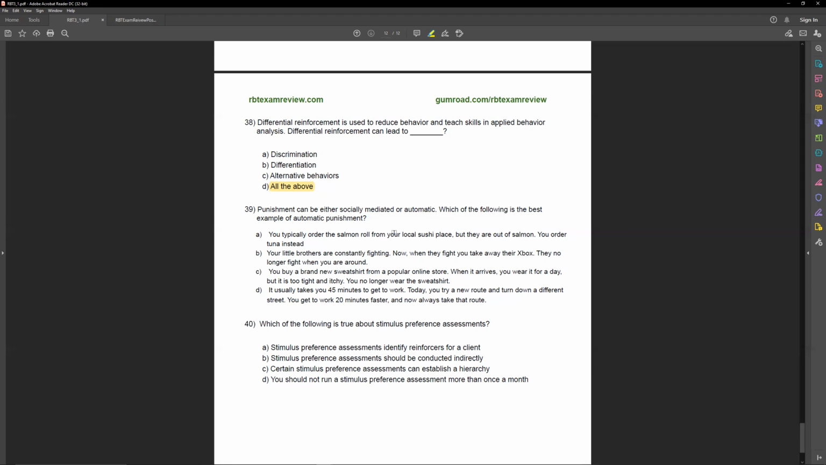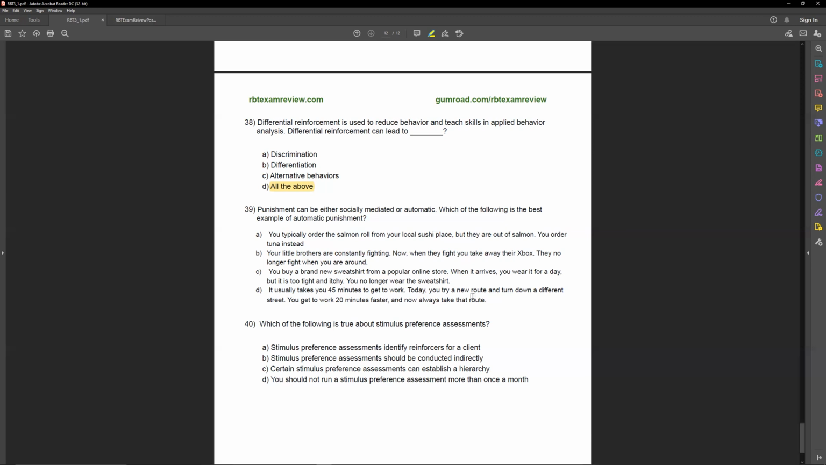C, you buy a brand new sweatshirt from a popular online store. When it arrives, you wear it for a day, but it is too tight and itchy. You no longer wear the sweatshirt. All right, looks pretty good, right? Our behavior decreased, okay? Punishment, decrease. And it was automatic. Did anybody mediate you wearing this sweatshirt and the sweatshirt being tight and itchy? No, it only involves you, okay? The sweatshirt is delivering the punishment, so to speak, right? And you no longer wear that sweatshirt, okay?